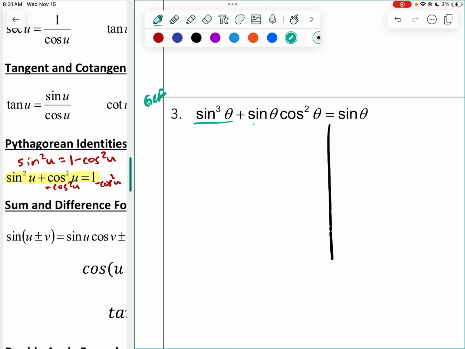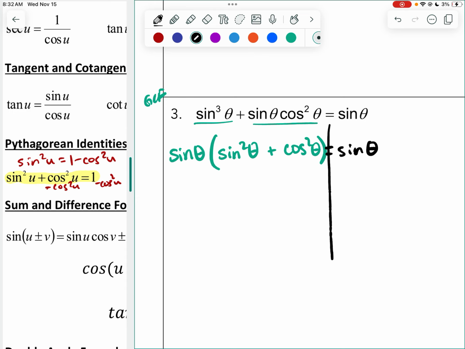So in each of these, there is a sine. So let's take out a sine. So that leaves us with sine squared. And then we already have the sine. So then this would be cosine squared. Okay, and we're trying to show that this equals sine. So we're not there yet.